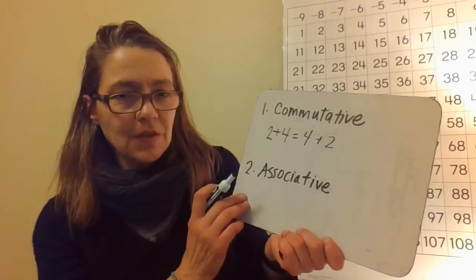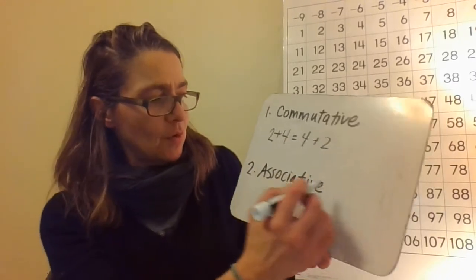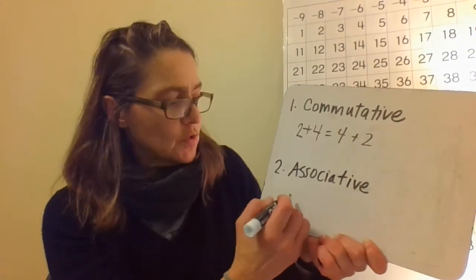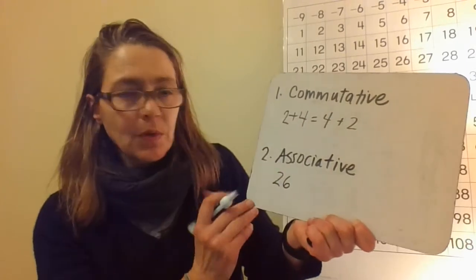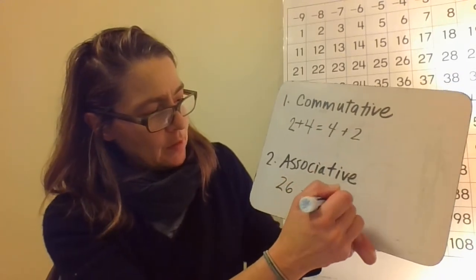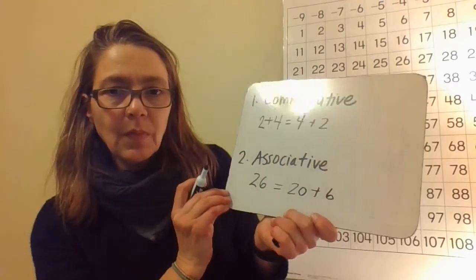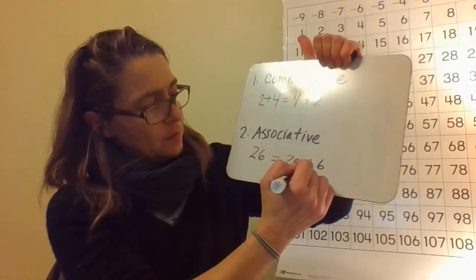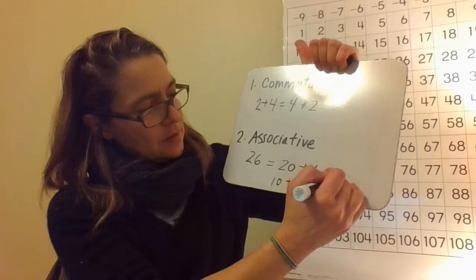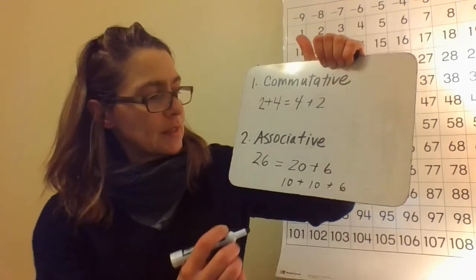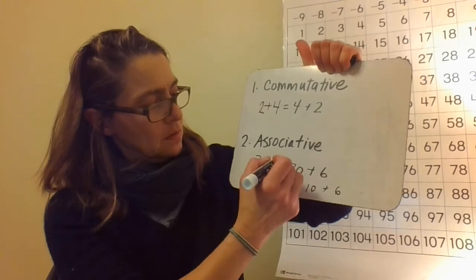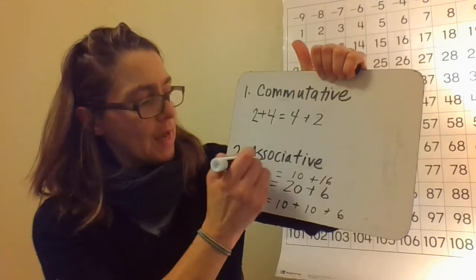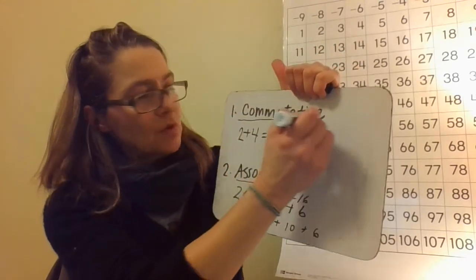The second one is the associative property, and the associative property means your tens, you're splitting it up into your place value. It's your regrouping. So if you have 26, 26 is the same as 20 plus 6. Okay? And 20 plus 6 can also be 10 plus 10 plus 6. And 26 can also equal 10 plus 16. Okay, so that is your associative property, and this is your commutative property.